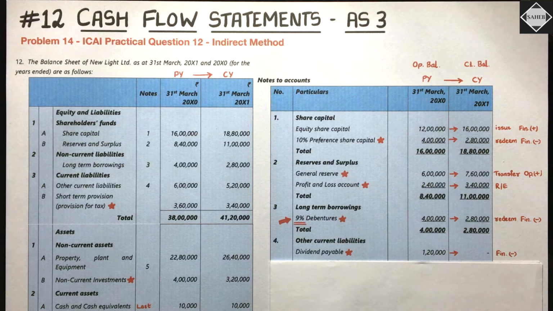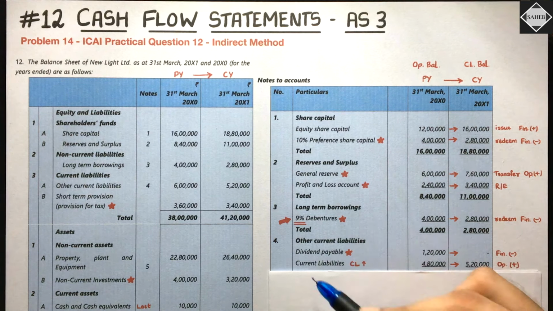Is it clear? Simple. So where will it come? Dividend paid. Dividend paid will be subtracted in financing activity. You all know that. Okay. Next, what do we have after dividend payable? We have current liabilities.